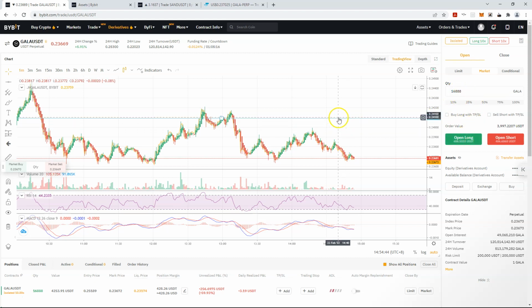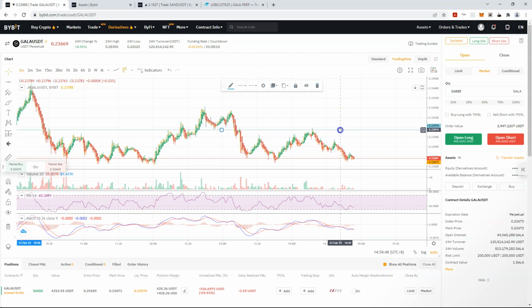Open a long, and all of a sudden, by opening that long again, you just move the entry point down again. Now you're at a position where it's like, wow, I'm pretty close to being out of this thing.